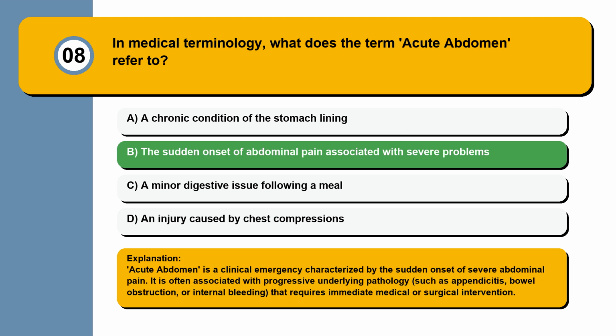Acute abdomen is a clinical emergency characterized by the sudden onset of severe abdominal pain. It is often associated with progressive underlying pathology, such as appendicitis, bowel obstruction, or internal bleeding, that requires immediate medical or surgical intervention.